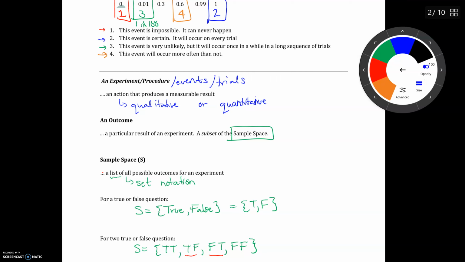And so once we know what the sample space consists of for a particular experiment, we could talk about the probability that we have an outcome of true, right? The probability that one of our potential outcomes happens, or we could have the probability that we have an outcome of two true questions, right? And so we'll see that notation come up.